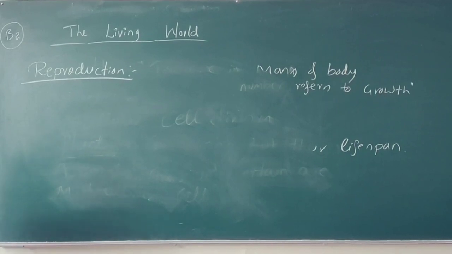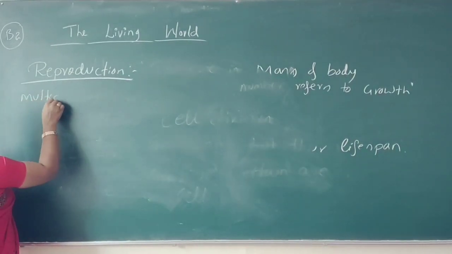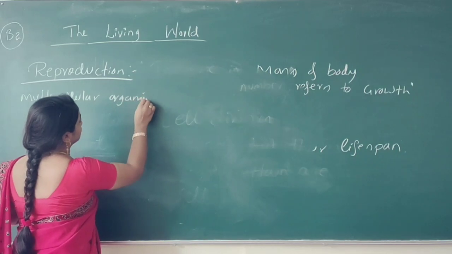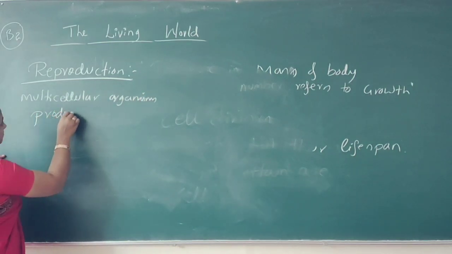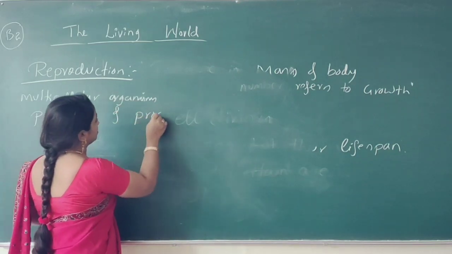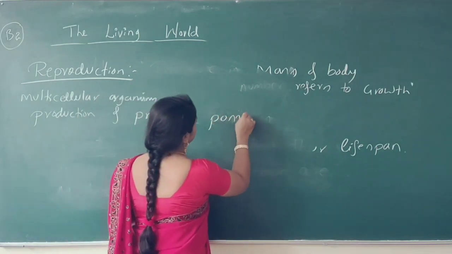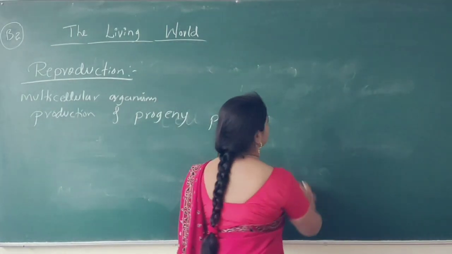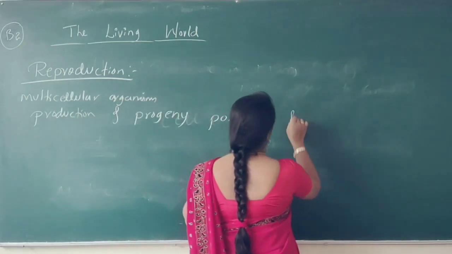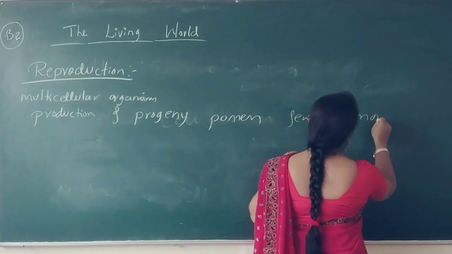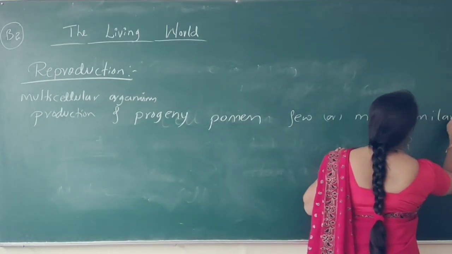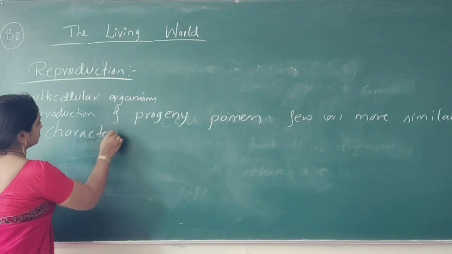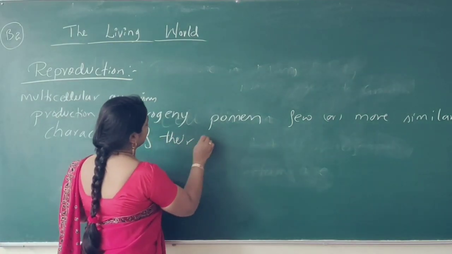In multicellular organisms, I must tell here, the production of progeny possesses, I'll explain, okay. Let me complete this definition, later I'll explain. Progeny possesses few or more similar characters of their parents.